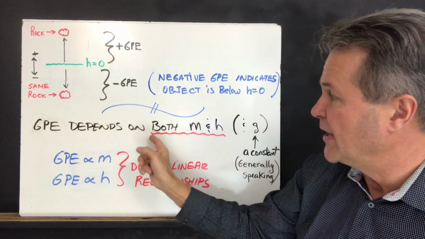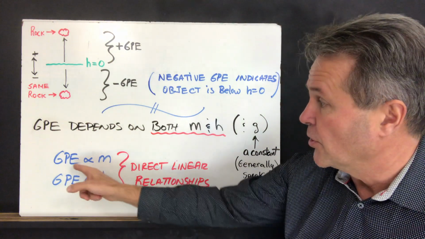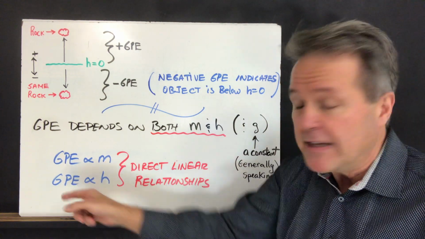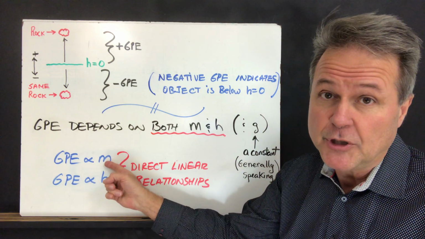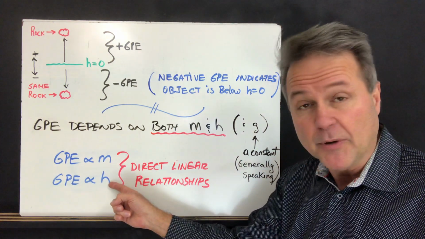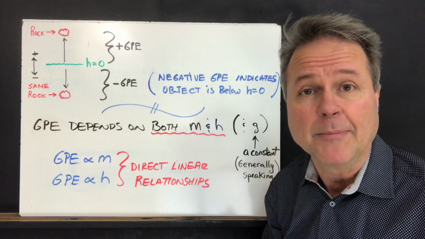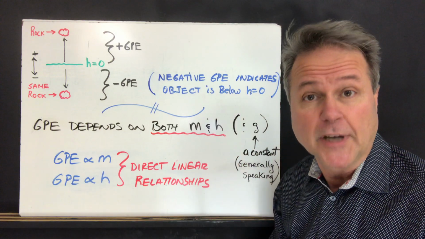Now, GPE depends on both the mass and the height. So GPE is directly proportional to the mass, and GPE is directly proportional to the height. So if you double the mass, you double the GPE. If you double the height, you double the GPE. If you double both of them, that would be double times double, or the GPE would go up 4 times.